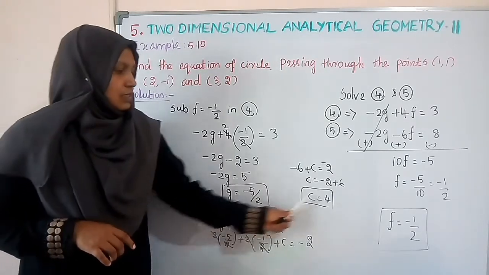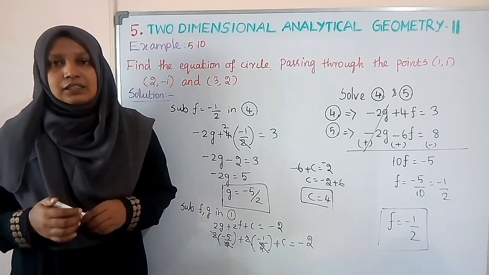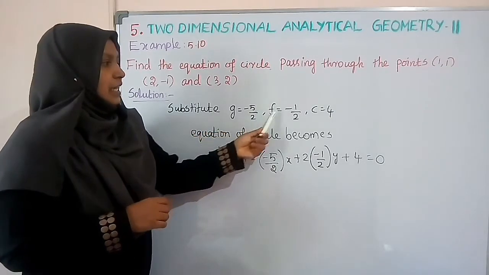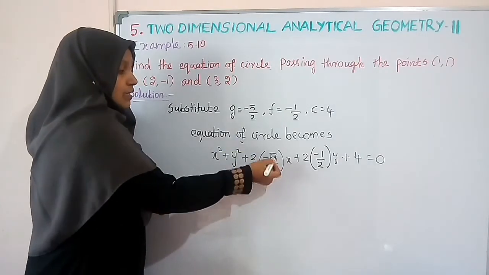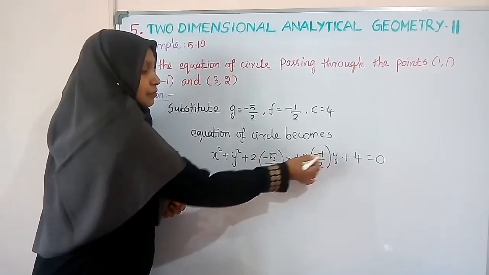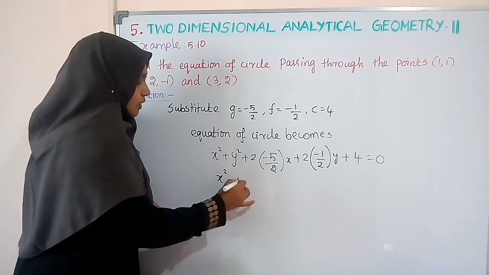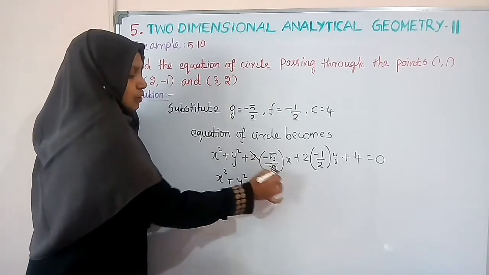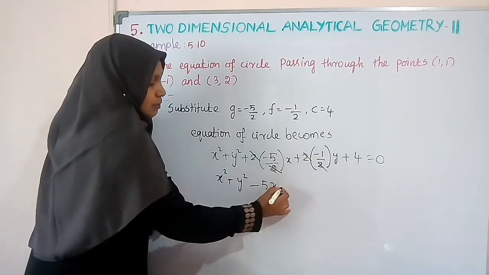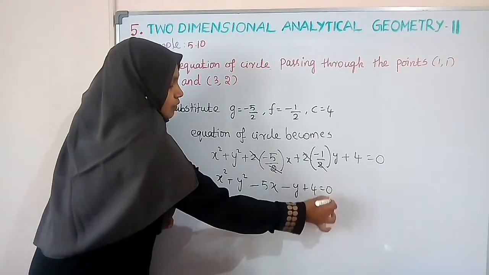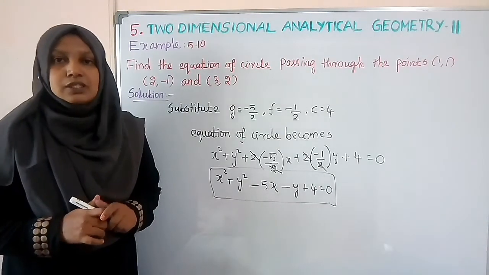Okay, so now substitute these g, f, c values in your general form of the circle. You will get the equation of the circle. Here I am substituting the values of g, f, c in the general equation. So it is x square plus y square plus 2gx, g is minus 5/2, plus 2fy, f is minus 1/2, plus c, c is 4. So once again we can write this as x square plus y square. These two get cancelled, it becomes minus 5x. And these two get cancelled, it becomes minus y plus 4 equal to 0. Yes, we got the required equation of the circle.